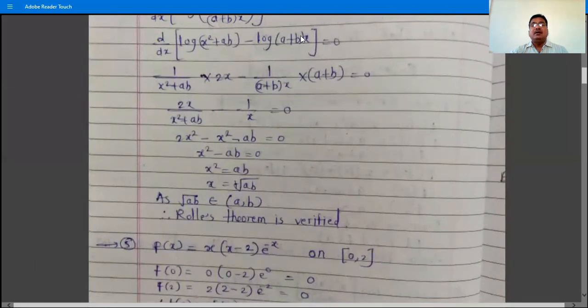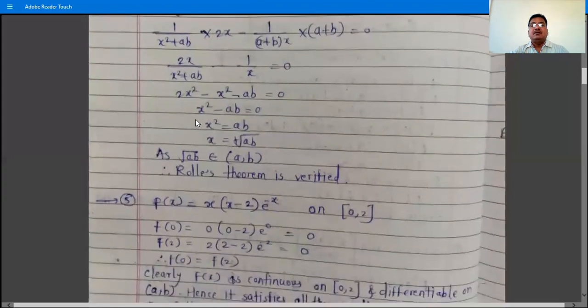Similarly, the derivative of log (a + bx) is 1 by (a + bx) into (a + b), which is equal to 0, and therefore we have this quantity 2x divided by x squared plus ab. This quantity is 1 by x. Then after simplification we have this. So x is plus minus root ab, plus minus root ab.